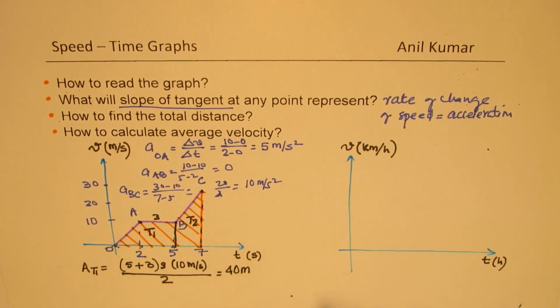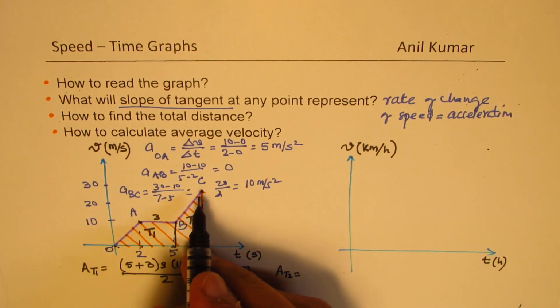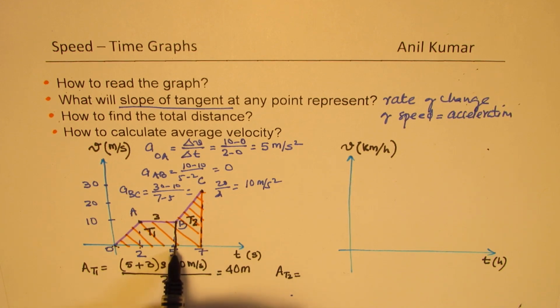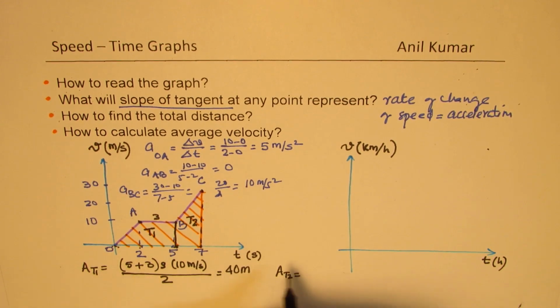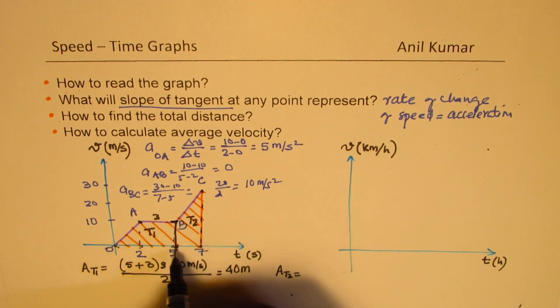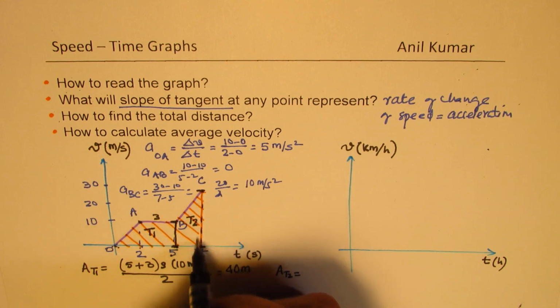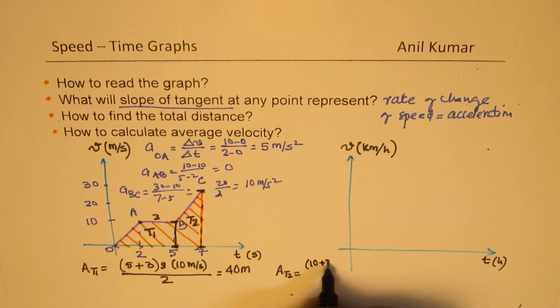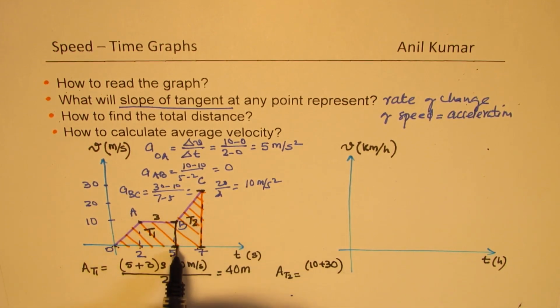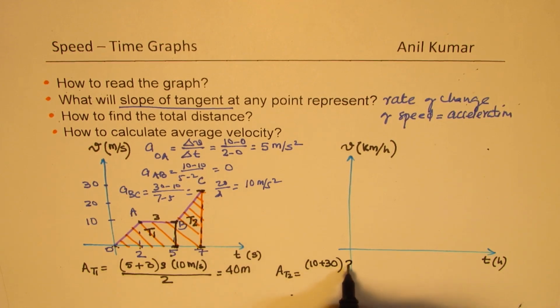Now similarly, we can find what is the area for the second one, right? So in this particular case, we have the distance between the two as from 5 to 7, which is 2, right? So we have these two are parallel sides. Remember this now. These two are parallel sides. So it is 10 and 30, correct? So we have now 10 plus 30, right? Times the height. Height is 2 seconds now. Divide by 2, right? So these two cancel. We have 40 again, correct?